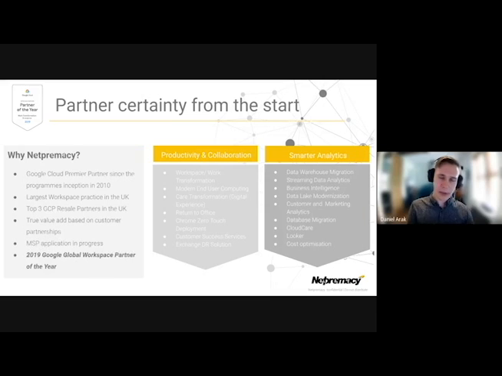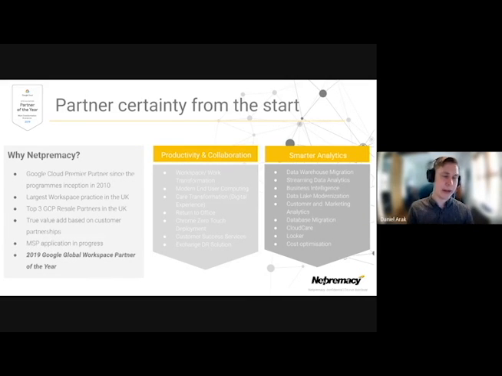So at NetPremacy, as you can see on the slide here, we've got 2 core pillars that we focus on. That first pillar is productivity and collaboration. So this first and foremost means being heavily focused on workplace and digital transformation. So we're really proud to have been awarded the 2019 Global Work Transformation Google Partner of the Year Award. And we not only have the largest workspace practice in the UK, but by far the most successful in the UK partner network due to those high levels of investment and services into those partnerships.